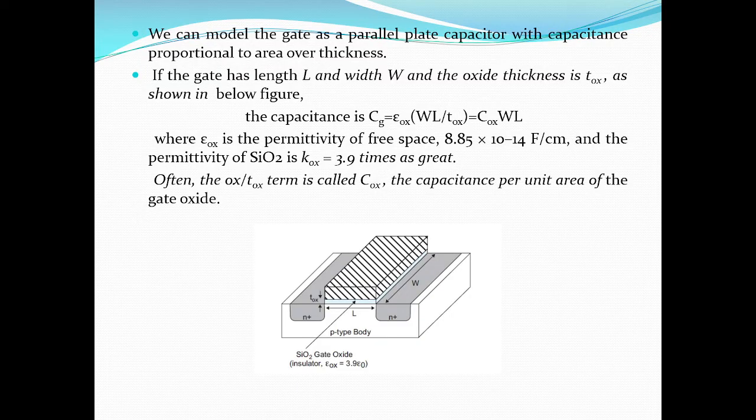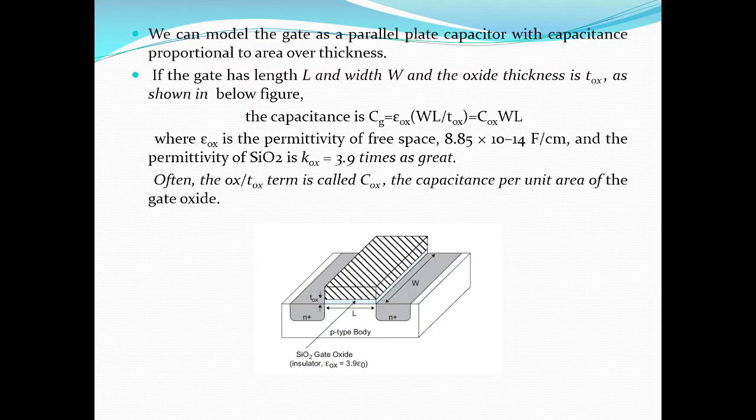Also, we can model the gate as a parallel plate capacitor, whose capacitance is directly proportional to the area over the thickness. For example, if the gate has a length L and width W and the oxide thickness is Tox, as shown in the figure below, the capacitance we can write like this, where epsilon OX is the permittivity of the oxide, the permittivity of free space is given like this, and the permittivity of SiO2 is given like this.